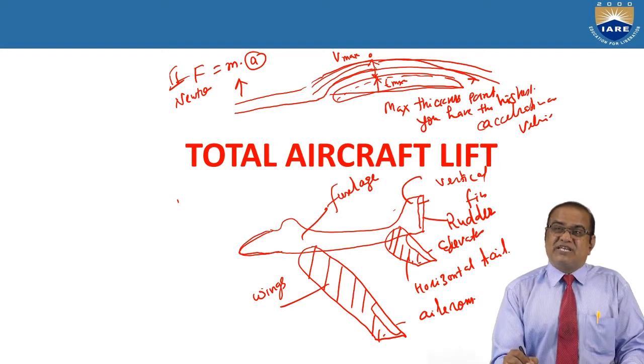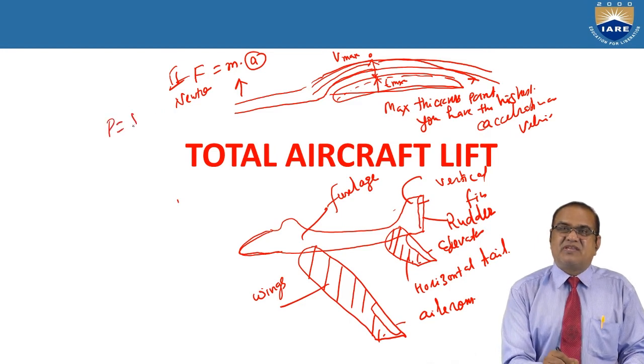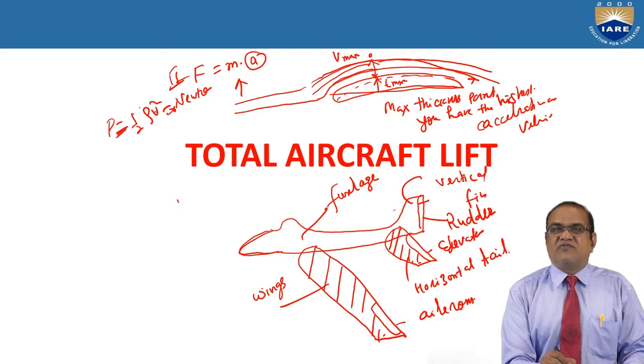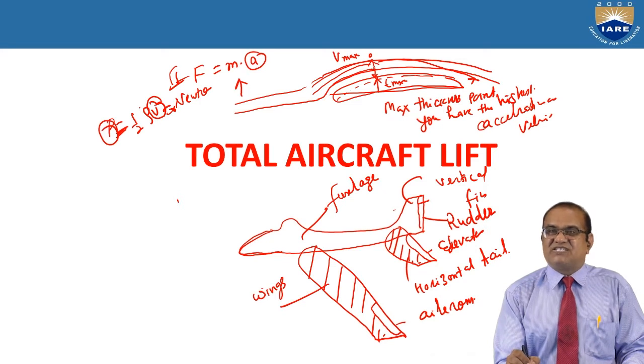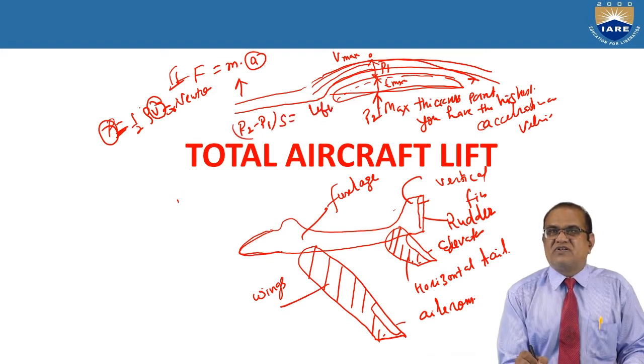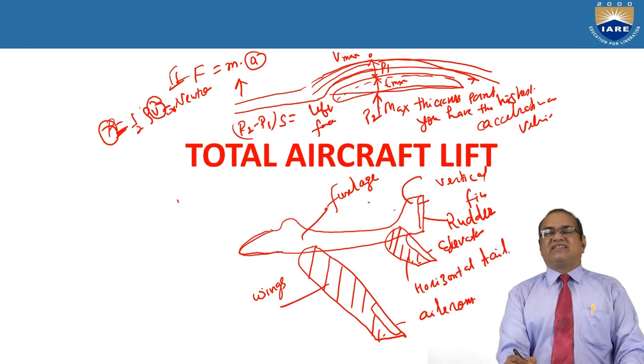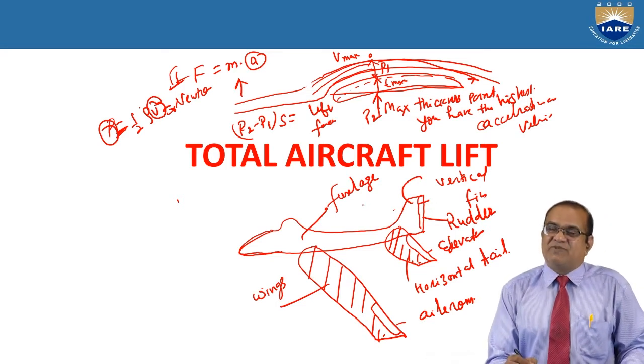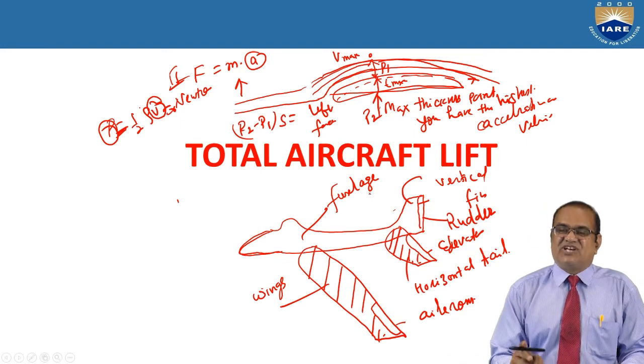If you use Bernoulli's equation also, if the velocity is high, the pressure is low. P plus half rho V square is equal to constant. So if V is high, pressure will be low. So on the upper side, velocity is more, pressure is less, but here pressure is P2 and here is P1. So (P2 minus P1) into area S is equal to lift force. So these are the three theories which I have explained about how the lift is generated.